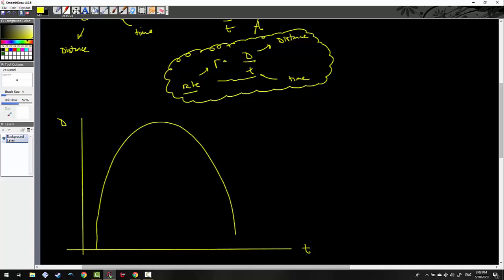Now, usually this is going to be used to model some type of thing, like if you throw a balloon in the air, or a water balloon, or you throw a ball in the air, or they shoot a cannon up in the air and it's going to fall down. What you need to understand from this is, as time moves forward, the ball is going up and then down.